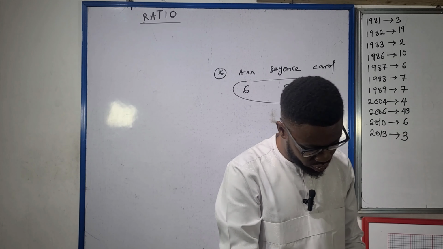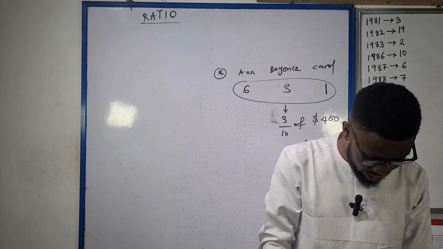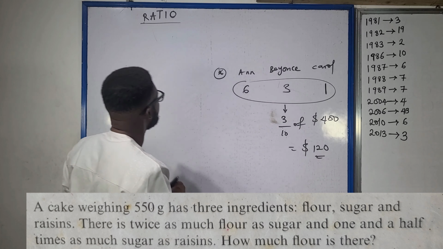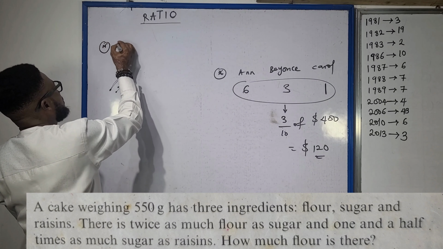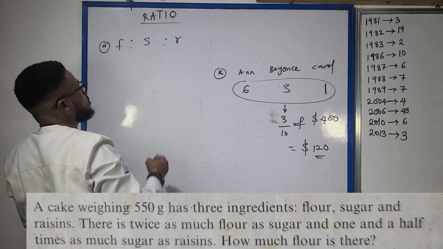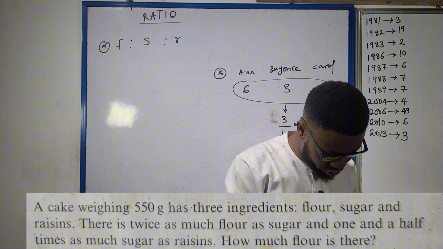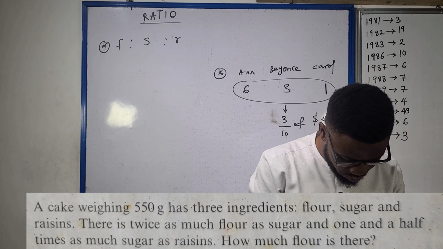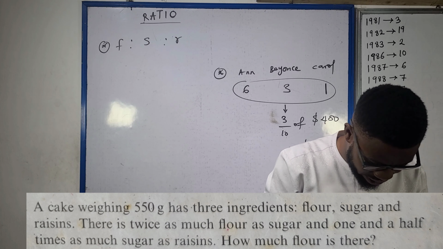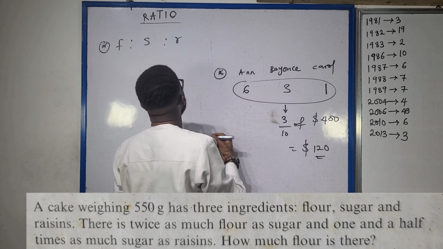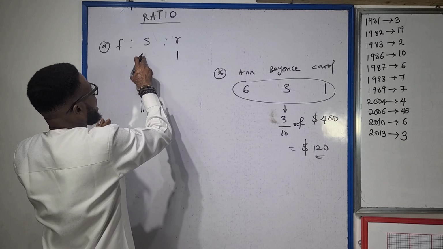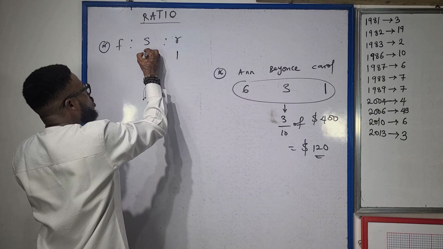Moving on to the next question on your screen, it says a cake weighing 550 grams has 3 ingredients: flour, sugar, and raisins. And in this question, it says there is twice as much flour as sugar and 1.5 times as much sugar as raisin. Raisin is the least here, so if raisin is 1, then this is 1.5 times this. 1.5 times 1 will still give you 1.5.